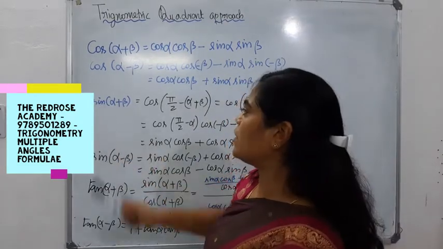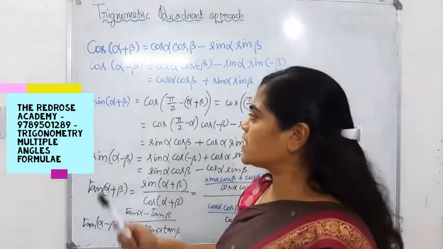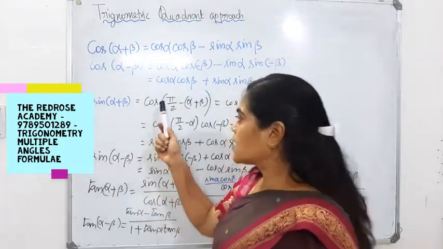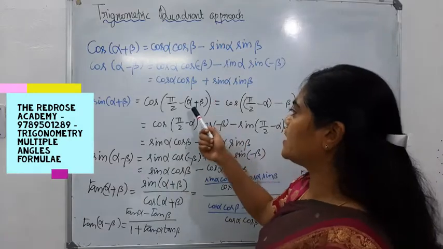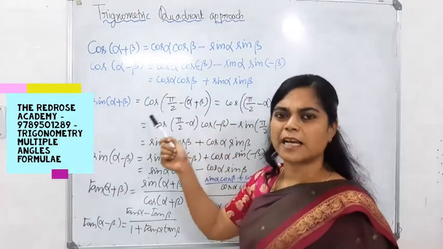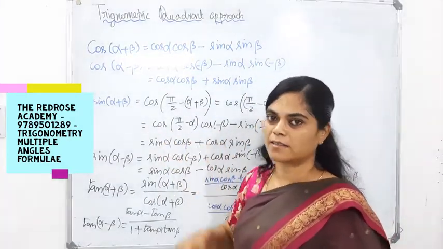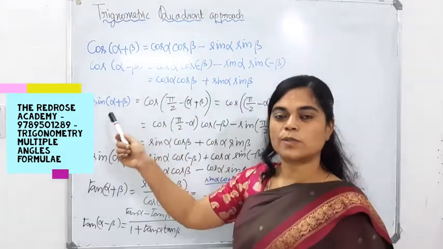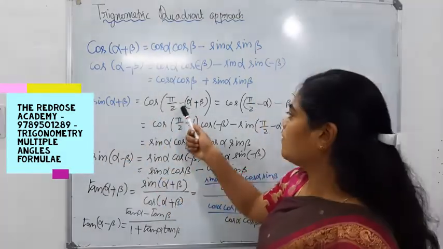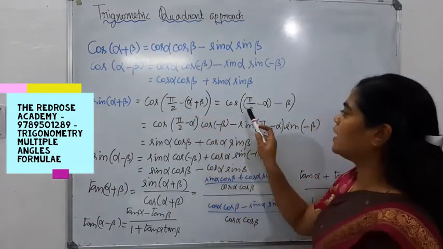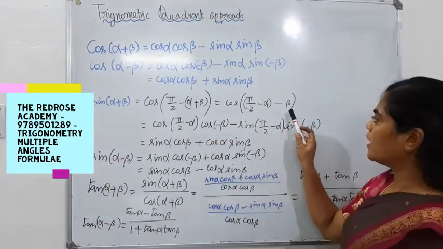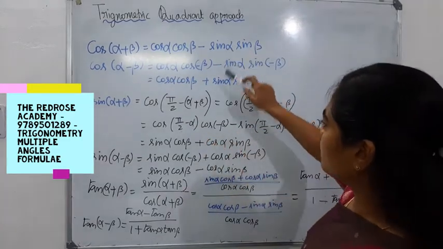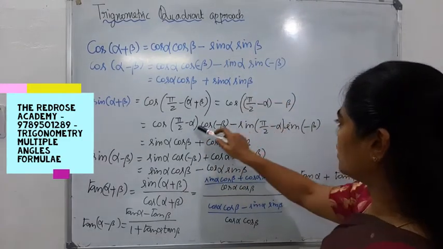What is sin alpha plus beta now? We can write cos of pi by 2 minus alpha plus beta. What is sin pi by 2 minus theta? Cos theta. What is cos pi by 2 minus theta? Sin theta. So using that particular transformation, we are now going to take the first angle as pi by 2 minus alpha and the second angle as minus beta. Now using this formula, we are going to write all the angles.